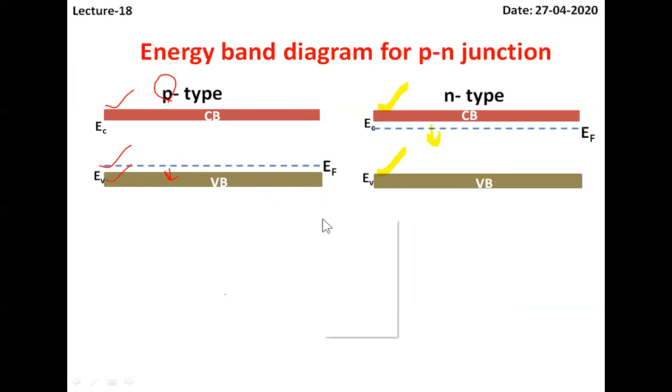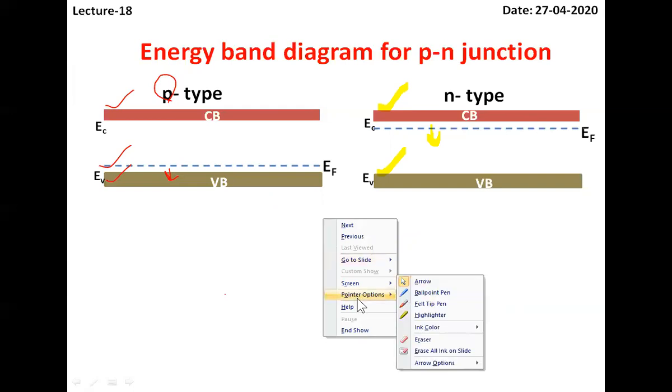Now let us try to understand, after joining these p-type and n-type materials, what changes will appear in the resultant energy band diagram of the p-n junction?